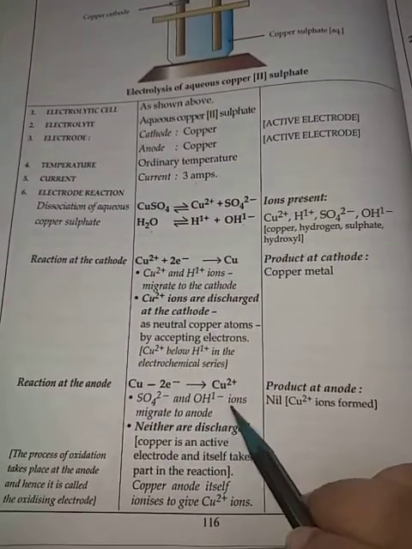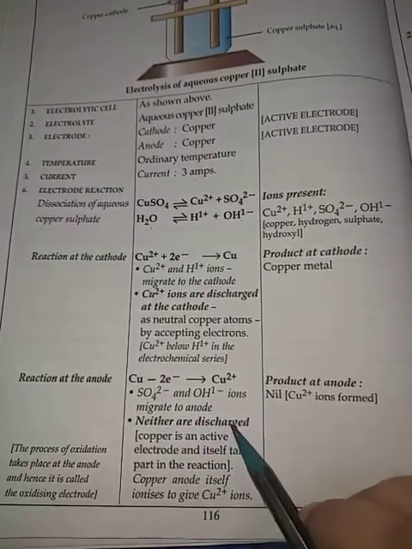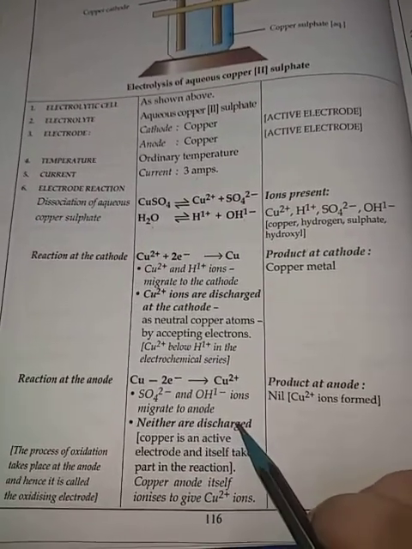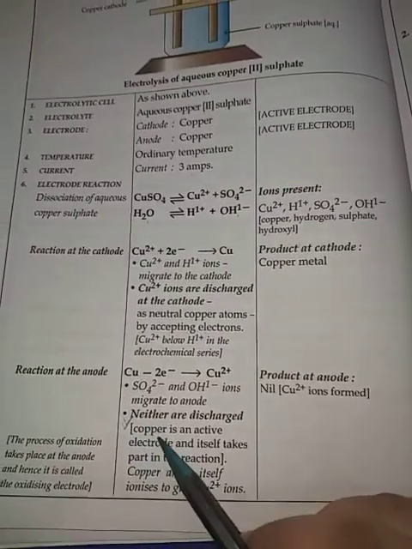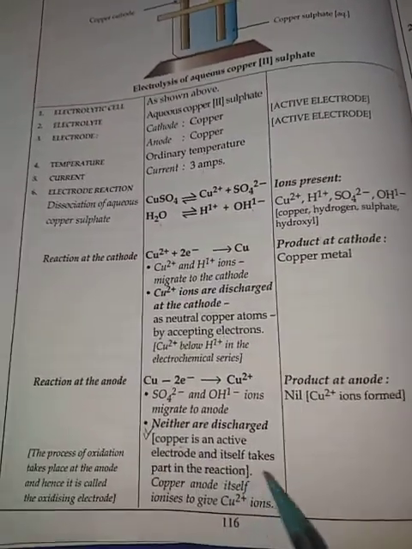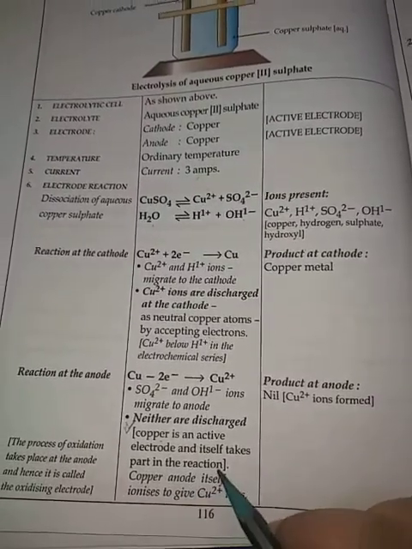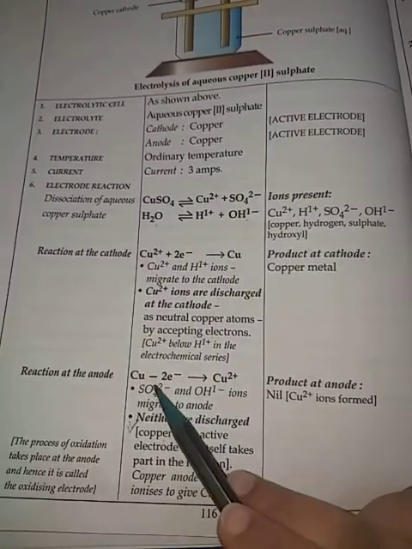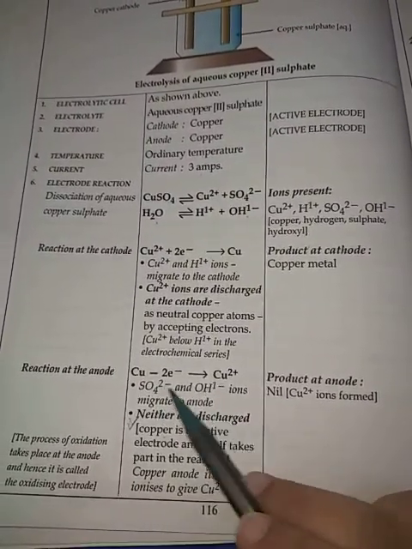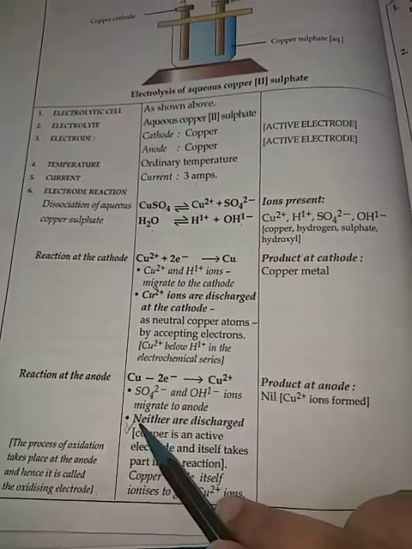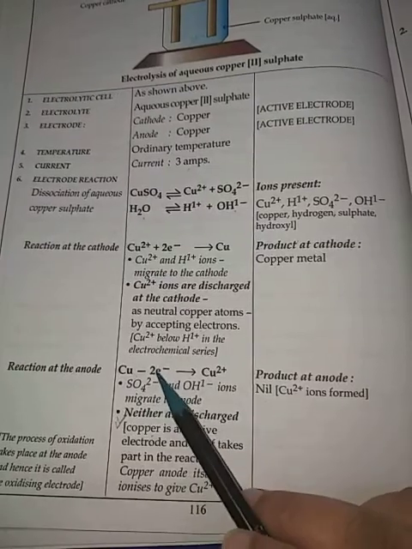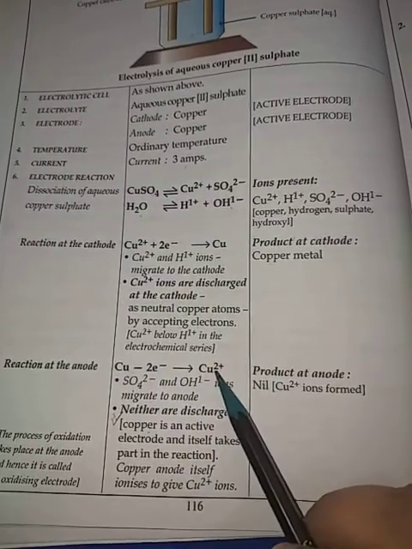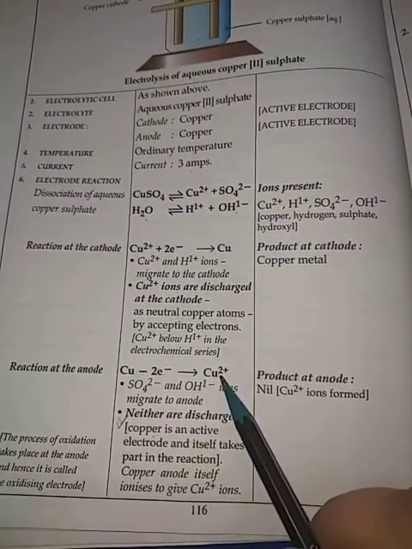Sulfate and hydroxyl will both migrate to the anode, but neither is discharged there, because, and it's very important, copper is an active electrode and itself takes part in the reaction. So nothing out of these two will be discharged. Copper itself will take part in the chemical reaction; it will lose 2 electrons and come into the solution in the form of copper ions.